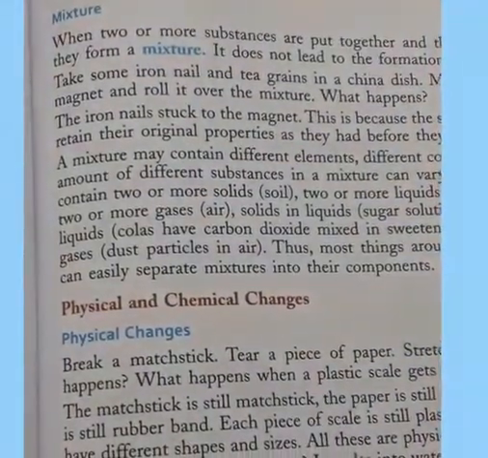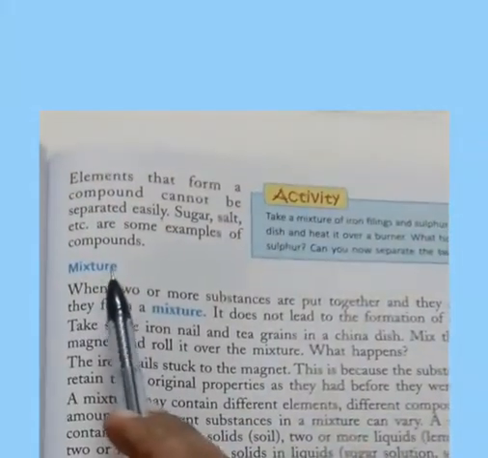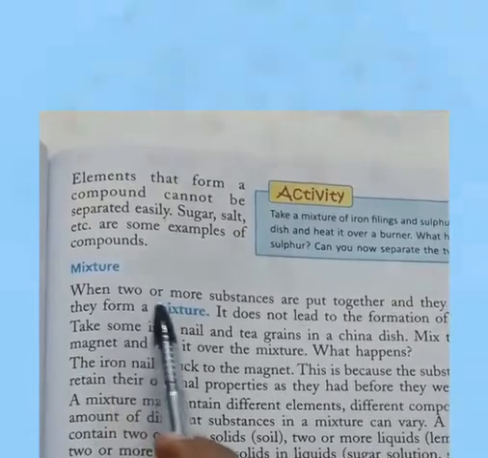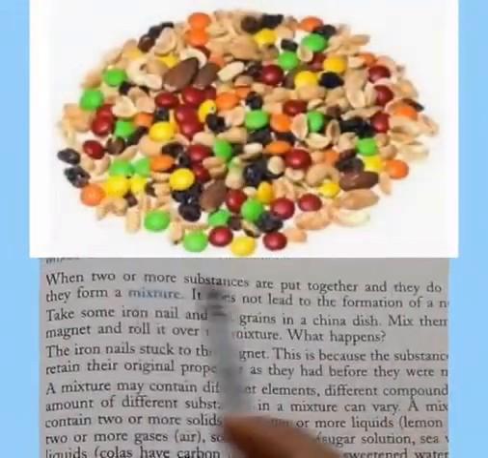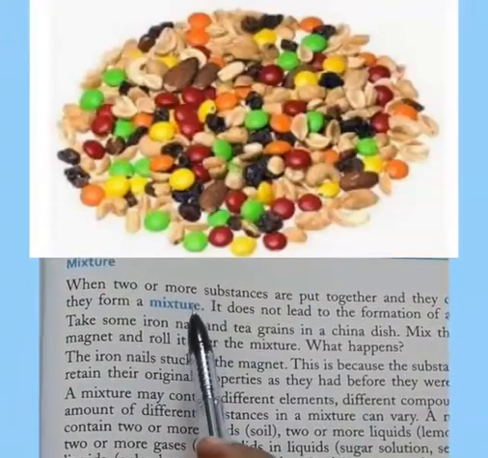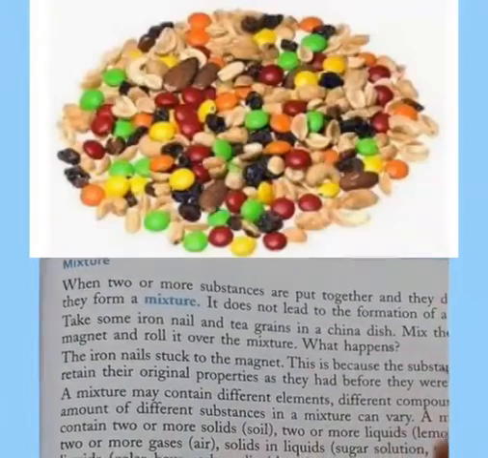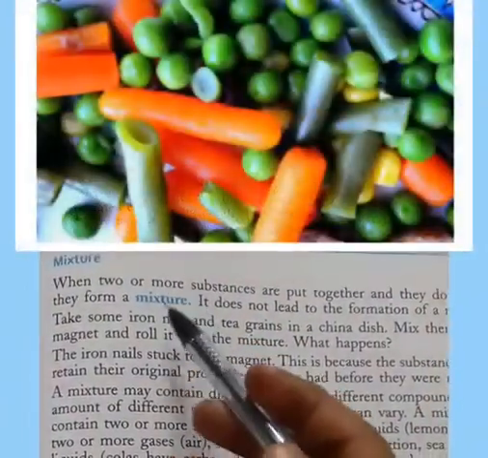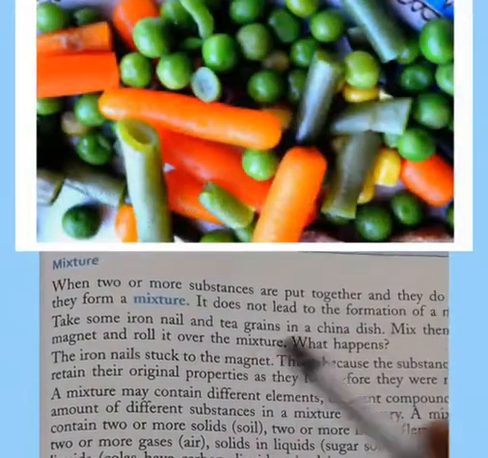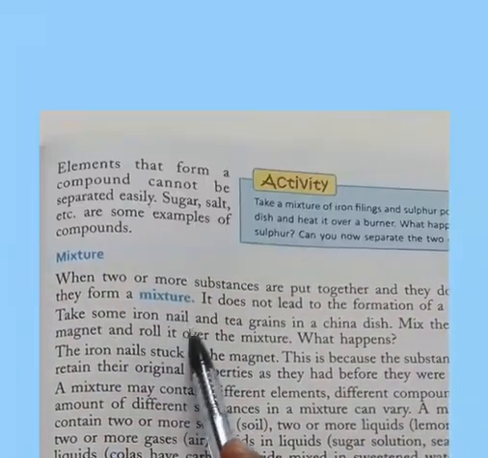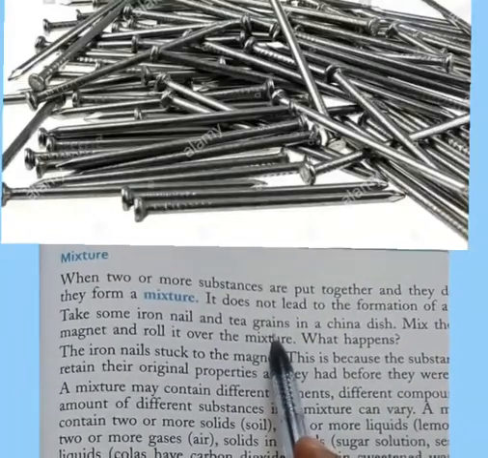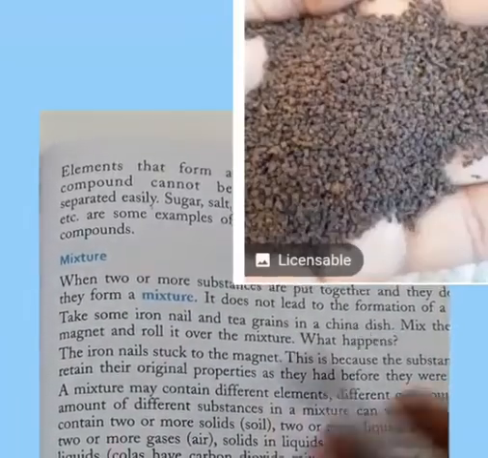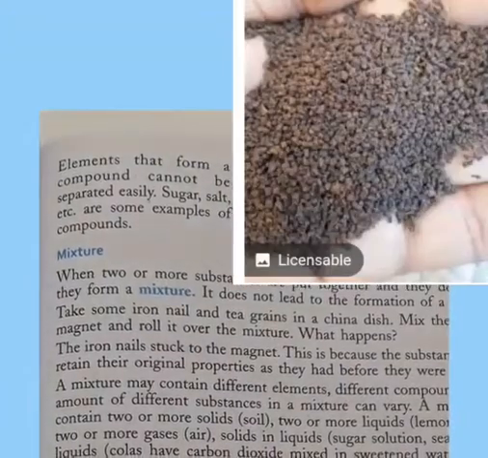What is a mixture? A mixture is when two or more substances are put together and they do not combine. When two or more substances are mixed with each other, they form a mixture and they can be in any ratio. For example, take some iron nails and tea grains. Iron nail means keel and some tea grains, that is chai patti. And when we mix them, it will form a mixture.